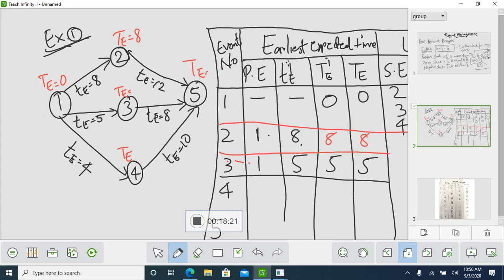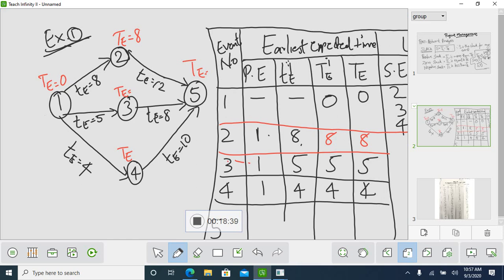So if you take 4, what is the predecessor event? 1. So 0, the predecessor event is 1. Your T value is 4. So then your TI is 4. You will be taking 4.